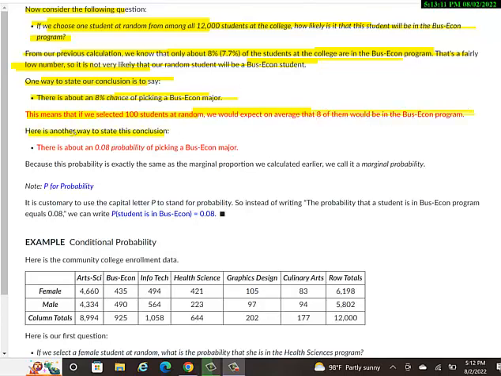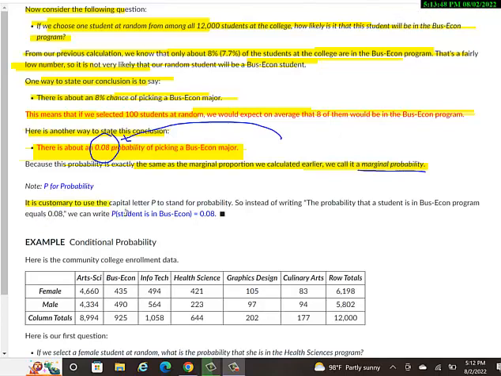Here's another way to state this conclusion. There is about an 0.08 probability of picking a business economics major. So we'll talk more about probability later in this class, but I guess with probability, we usually leave it as a fraction, sometimes depending on what you're talking about, or as a decimal. So this is what we had before we changed the decimal to a percentage. So that's how we like to do it in probability. Okay. Because this probability is exactly the same as the marginal proportion we calculated earlier, it's called marginal probability. And I think we'll see more of that in the future as we go through this class.